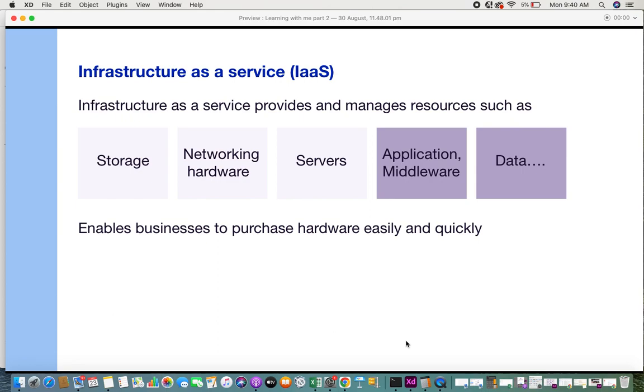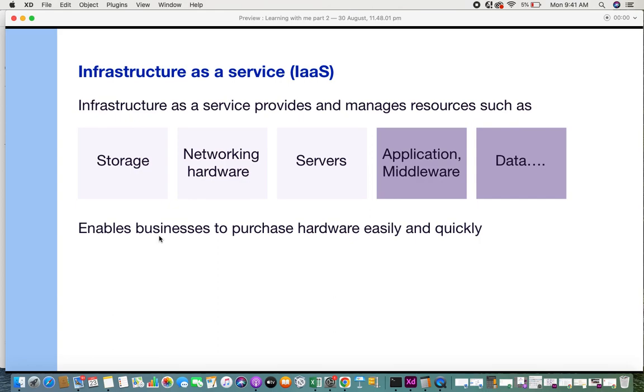So infrastructure as a service. Here, infrastructure as a service provides and manages resources such as storage, networking hardware, servers, okay? Stuff like this is what is provided as part of infrastructure as a service. Whereas the data, the application, the middleware, all this needs to be taken care of by the individual businesses. So by providing infrastructure as a service, this enables businesses to purchase hardware easily and quickly.